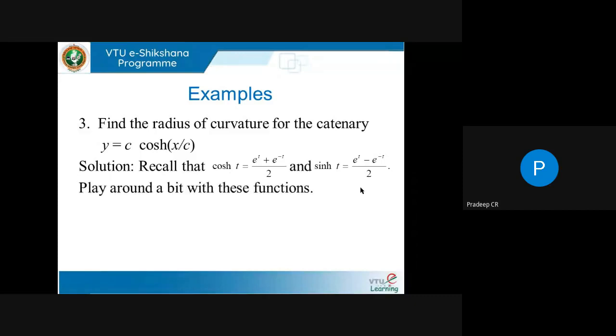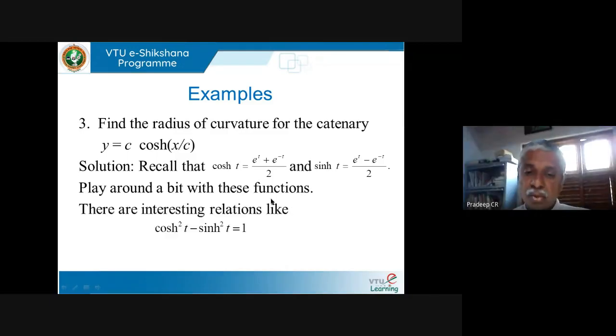Please play around with these functions. Plot these functions and change them. For example, try to find cos hyperbolic 2t, how does it look? You plot these things and see. One of the most interesting relations is that hyperbolic cos square minus hyperbolic sine square is 1. It's very easy to see. Squaring gives a square plus b square plus 2ab, and a square plus b square minus 2ab. If you subtract one from the other, everything gets cancelled. I'll get 4 in the numerator, 4 in the denominator. It becomes 1. Very easy.